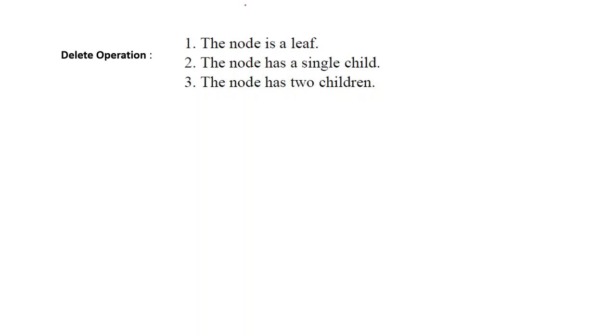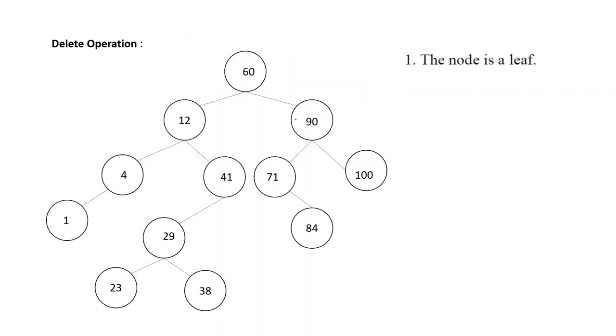First of all, the node to be deleted might be a leaf, or the node can have a single child, or the node has two children. So all the cases will need to be dealt with separately. So let us consider the first case where the node is a leaf node.